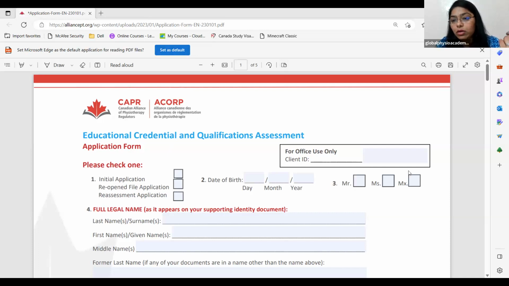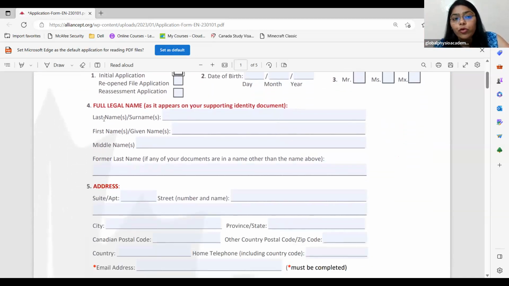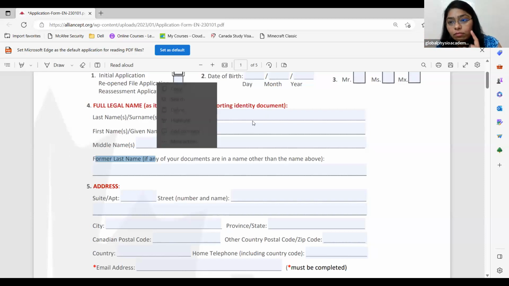Date of birth, client ID: it is for the college. Once you are done with everything, then they generate the client ID, so it is not with you right now. You have to give your full legal name: last name, first name, middle name, and formal last name, applicable to a married woman. I'm giving my own example. My marriage name is Mamta Kansara. Before marriage, my surname is different. So I'm going with my marriage name, Kansara Mamta Milit.